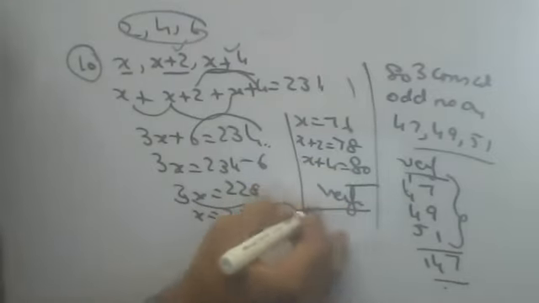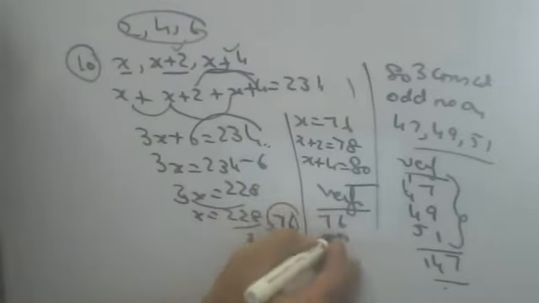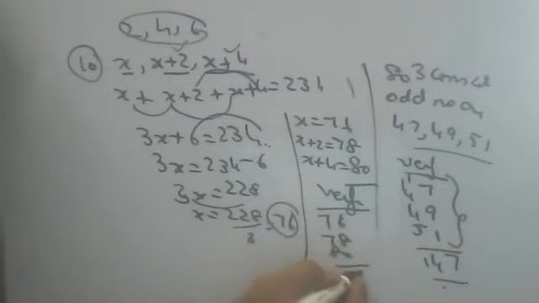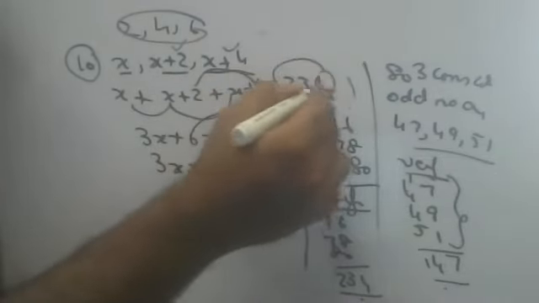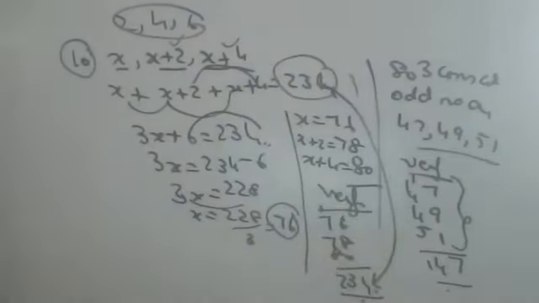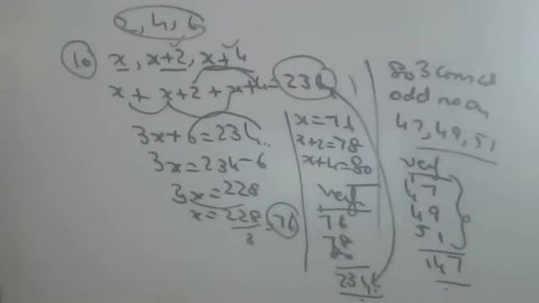What did he say? Verification. What did he say? Sum of all of them. 76 plus 78 plus 80. How much? 234. That's what he said, no? Sum of all numbers is 234, he said. Please copy, children.